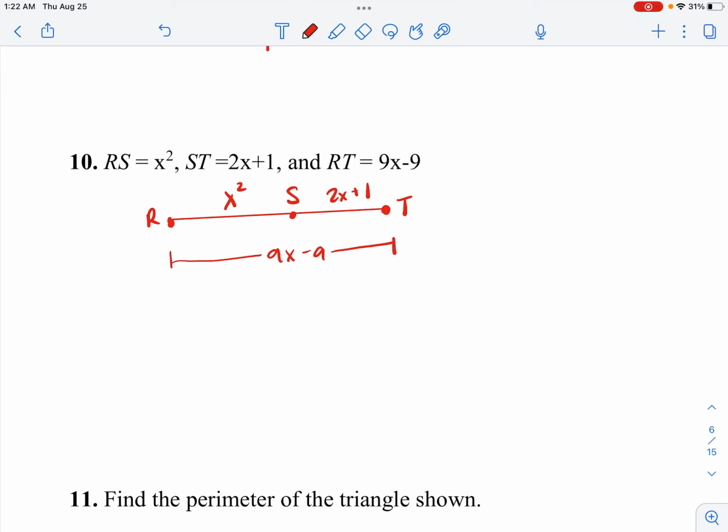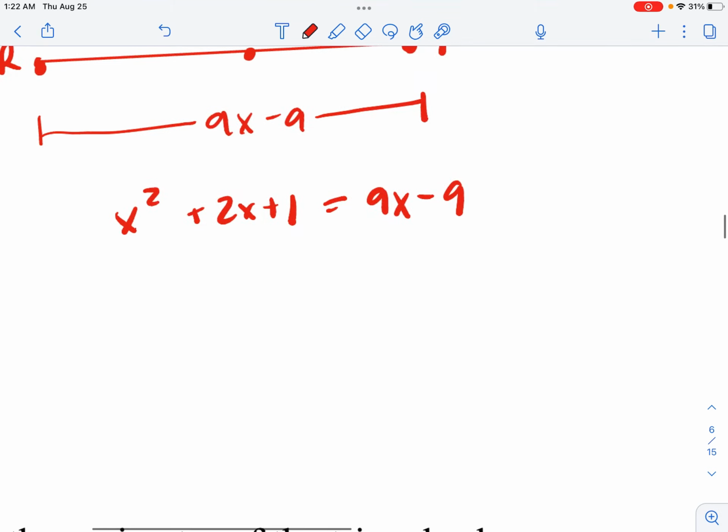Okay? And just using our addition formula, RS plus ST is equal to RT. It's x squared plus 2x plus 1 is equal to 9x minus 9. Now, if you remember how to do something that's quadratic or has an x squared, typically you could bring everything to one side of the equal sign, and it'd probably be easier to bring everything to the left side.